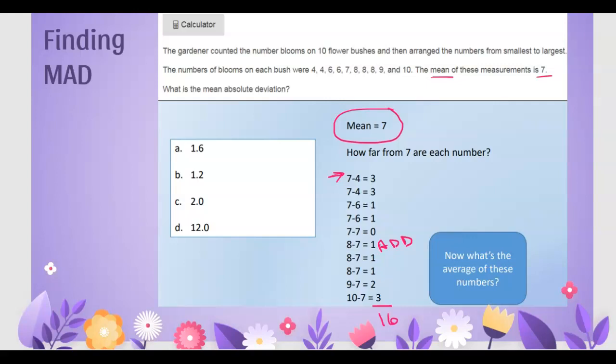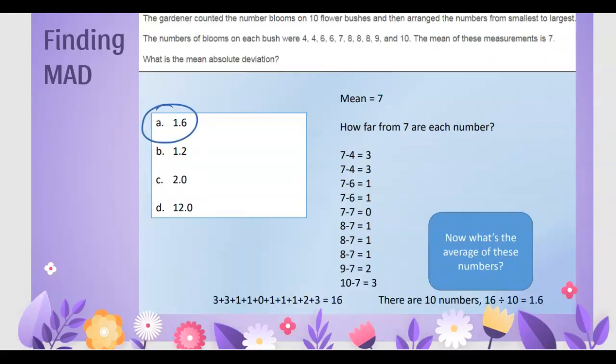And how many numbers did we add? 1, 2, 3, 4, 5, 6, 7, 8, 9, 10. We added 10. So if we take 16 and divide it by 10, what am I going to get? Bingo! I'm going to get 1.6. Because I added those 10 numbers, that's what I have to divide by. We just got our MAD. That's our MAD.